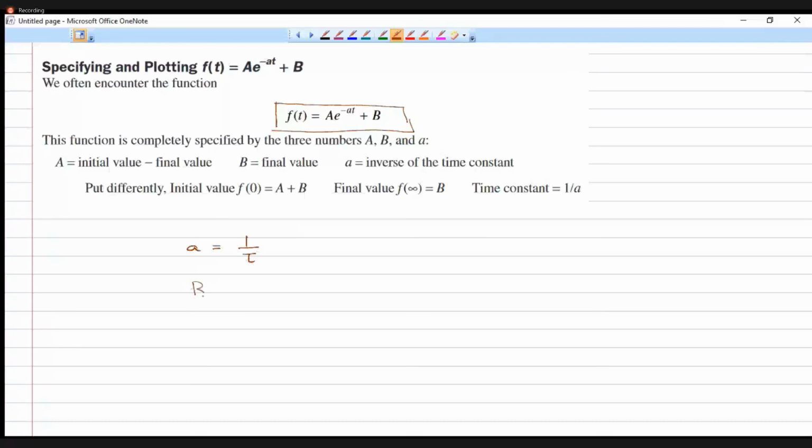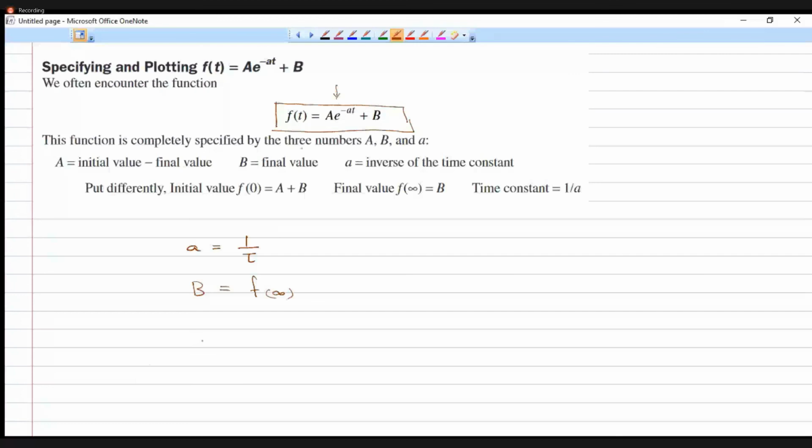Similarly, b is the final value. So final value could be represented as f of infinity. As t tends to infinity, the value of this function tends to... this is e power minus infinity, which is 1 by infinity, which will tend to 0 as t tends to infinity. So this term a e power minus at will vanish. What remains is that f of infinity is equal to b.